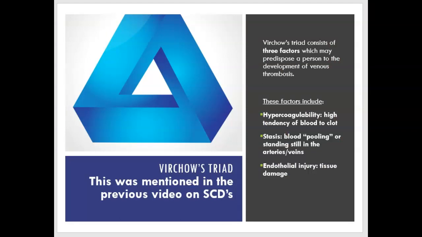In that video that you watch, there will be terminology called Virchow's triad. It was mentioned in the video, and it consists of 3 factors that may dispose a person to the development of clots in their veins, and what we call that is venous thrombosis. The factors include hypercoagulability, or a tendency of the blood to clot.